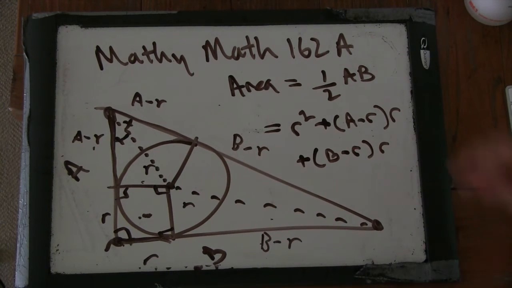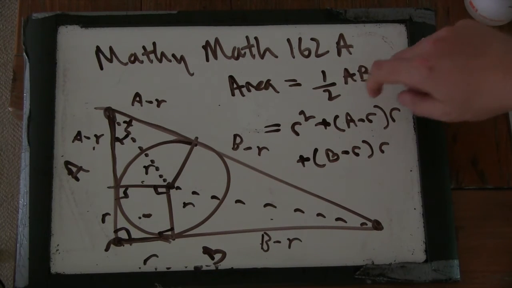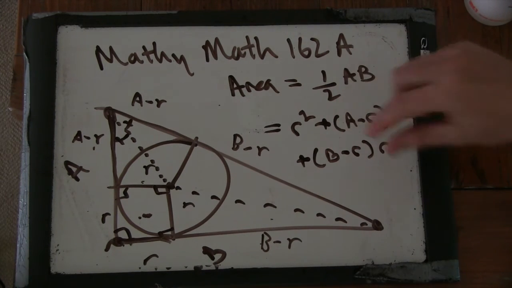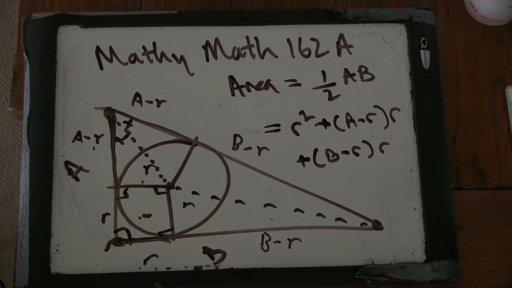Okay. So these two things have to be the same. 1/2 AB has to equal R squared plus A minus R times R plus B minus R times R. And believe it or not, that is going to give us a proof of the Pythagorean theorem. So let's take a look, okay? All right.